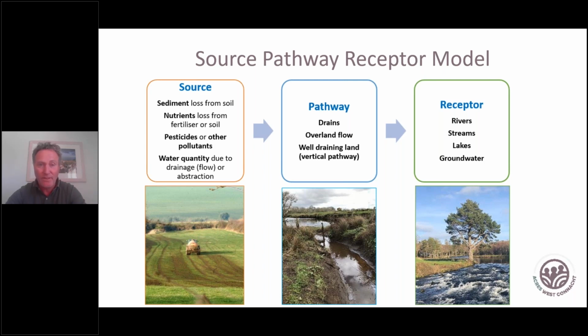So there's the source. And then there has to be a pathway connecting the source to the receptor. The pathway could be drains or overland flow, which are the most common types of pathways in our areas where you've got poorly draining soils and the drains are delivering the source into the receptor. On well-draining land, you've got a vertical pathway where you could have pollutants going to ground, into the groundwater, and maybe reappearing in surface waters at a different location. So that's just something to consider in well-drained lands, the vertical pathway.